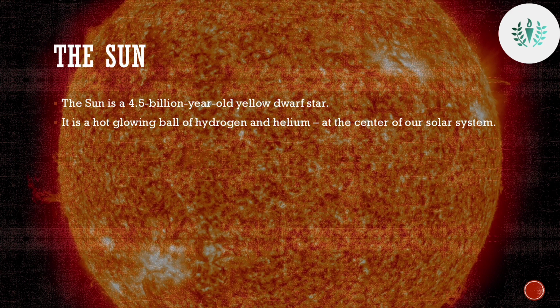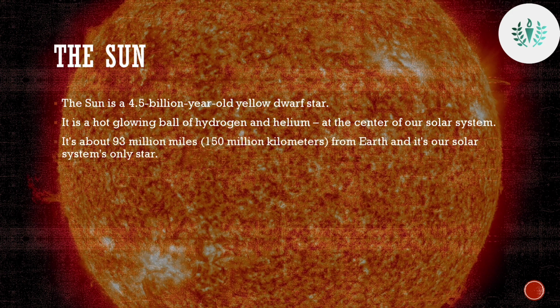The traveling speed of the Sun's rays, that is the light that comes from the Sun to the Earth, is 300,000 kilometers per second, and the time taken by the Sun's rays to reach the Earth's surface is about 499 seconds. It is about 93 million miles or 150 million kilometers from Earth, and it's our solar system's only star.